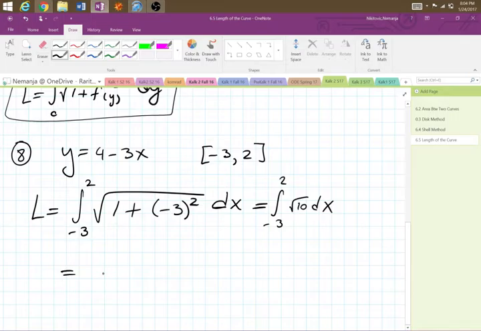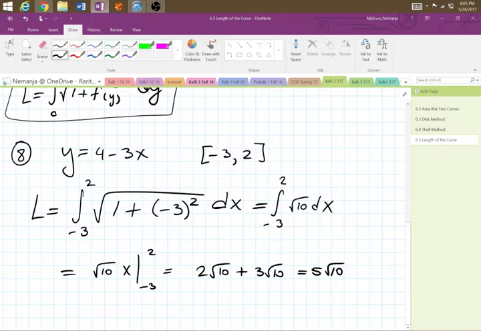Exactly. Computed from -3 to 2, which is 2 root 10 plus 3 root 10, is 5 root 10 units, whatever. So 5 root 10. If you are to do the distance formula between the 2 points, you have to get the same answer.